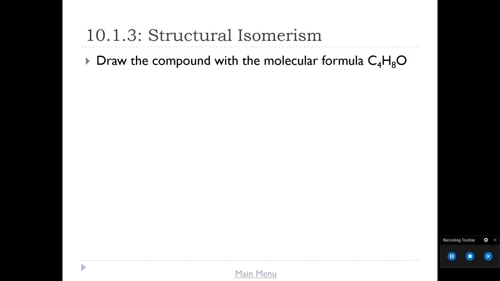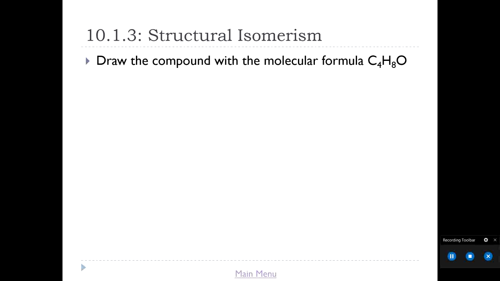Hi everyone. So in today's lesson, we're going to be looking at structural isomerism. So this adds another type of classification onto what we've already learned through our naming and drawing molecules. So first, let's start though with drawing the compound with the molecular formula C4H8O.